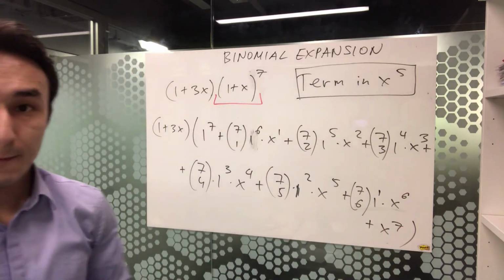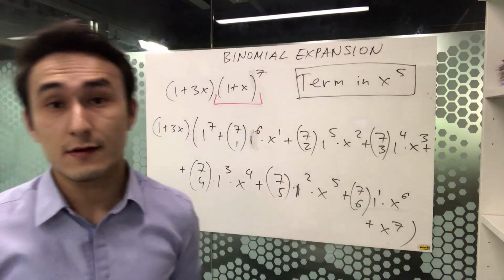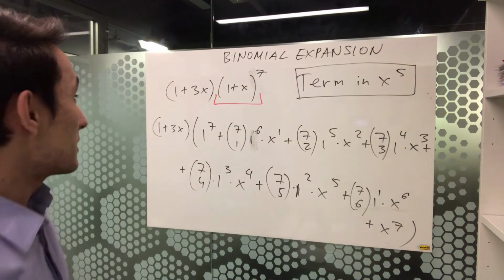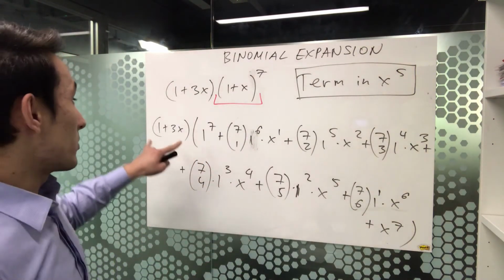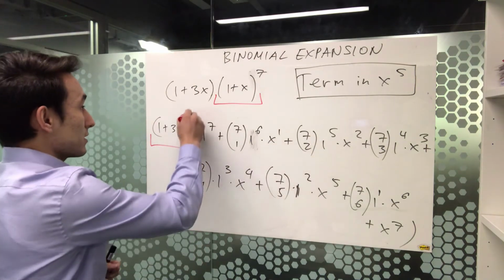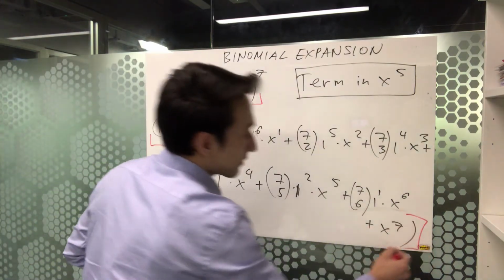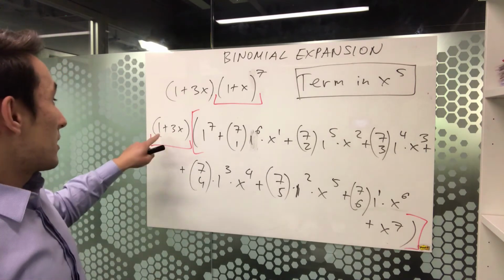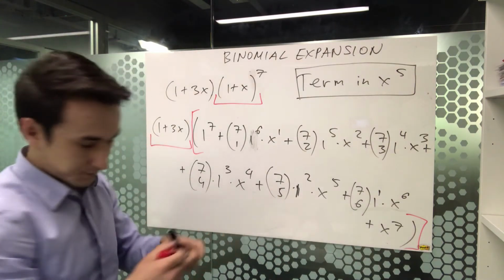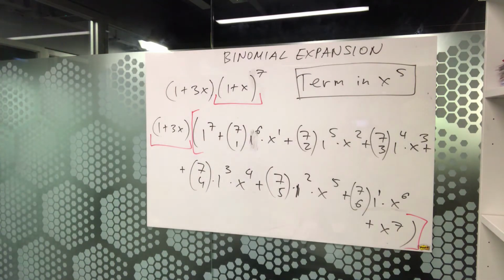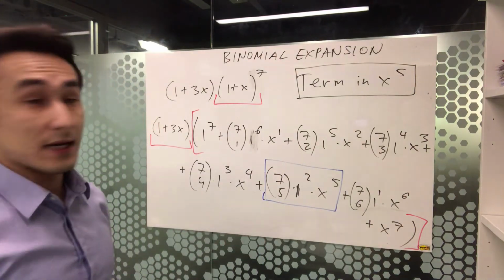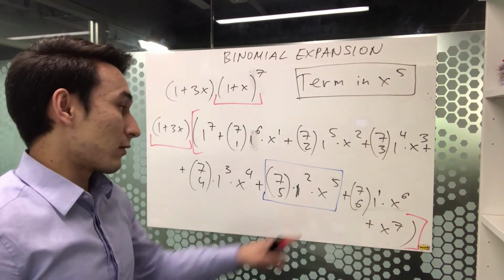This is a full expansion, but the question is to find the term in x⁵. So we only need to focus on a few terms here. When we expand everything, we have 1 plus 3x in the first bracket, and then the second bracket is this whole thing. To find x⁵, 1 multiplies with the term right here. When you multiply 1 with this term, it will be x⁵. The power of x will be 5.